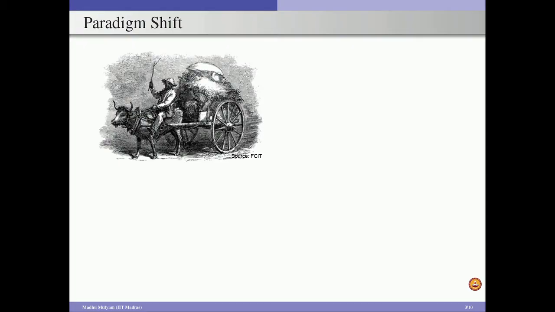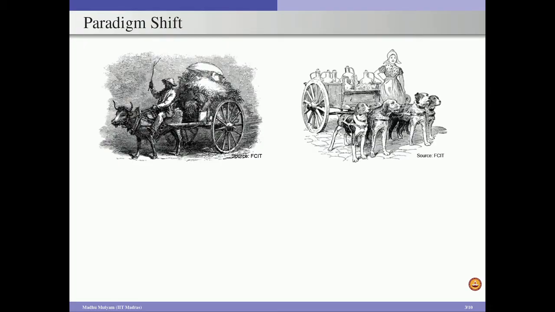In order to break these walls, that is the ILP wall, frequency wall, memory wall, and the power wall, we have to come up with different designs. That means we need to think of a paradigm shift in our processor designs. Rather than getting the work done by using a bullock, we can get the same thing done by a collection of dogs.